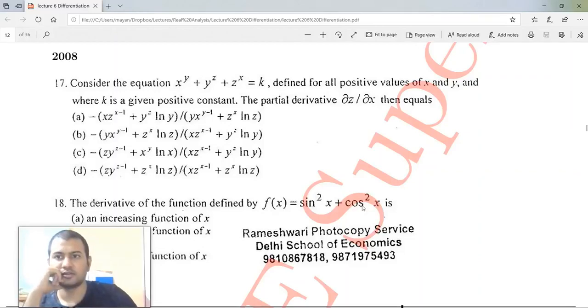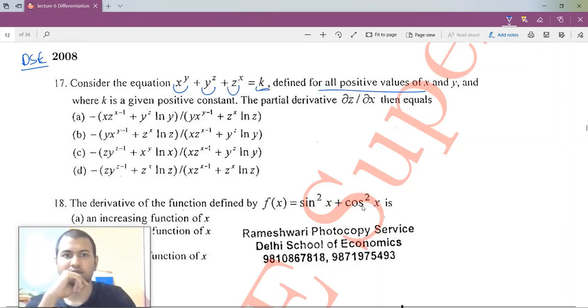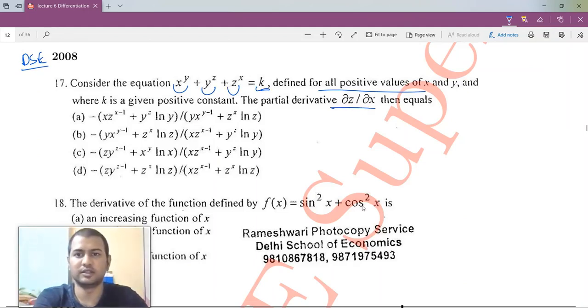Okay, so this is DAC 2008. Consider the equation x to power y plus y to power z plus z to power x equals k, defined for all positive values. The partial derivative del z by del x then equals?